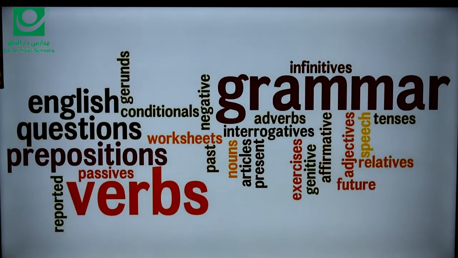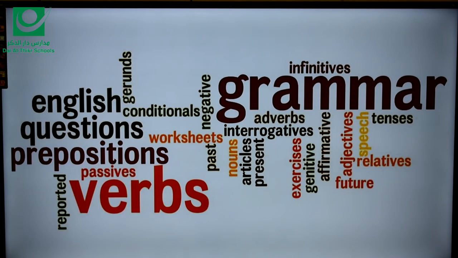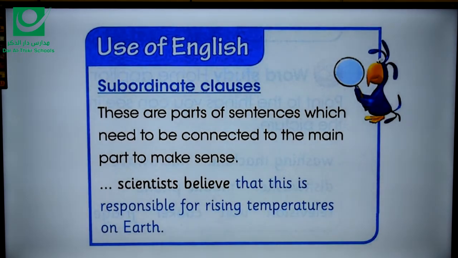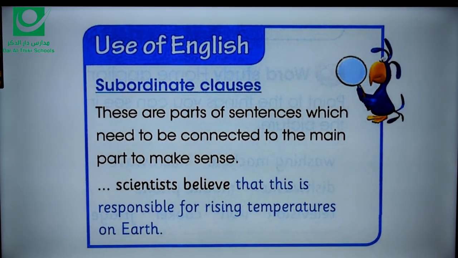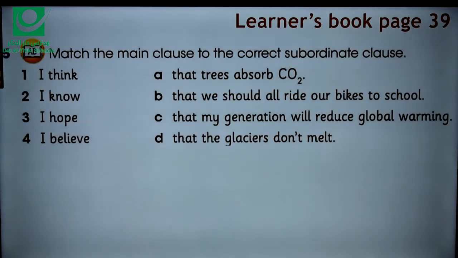And now we have a little piece of grammar. It's not very big, it's very little, easy, the subordinate clause. These are parts of sentences which need to be connected to the main part to make sense. For example, you say scientists believe that, I hope that, this is responsible for rising temperature on Earth. Let's do some exercise in your learner's book, page 39. For example, here you are going to match the main clause, this is the main clause, and the correct subordinate clause.